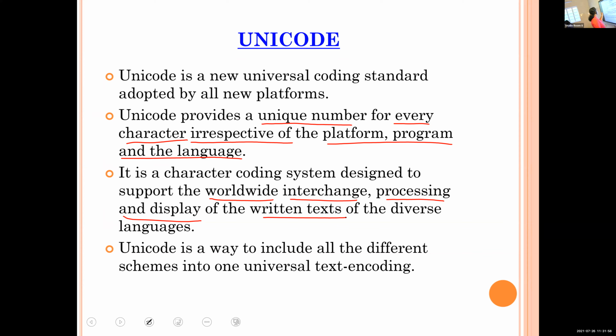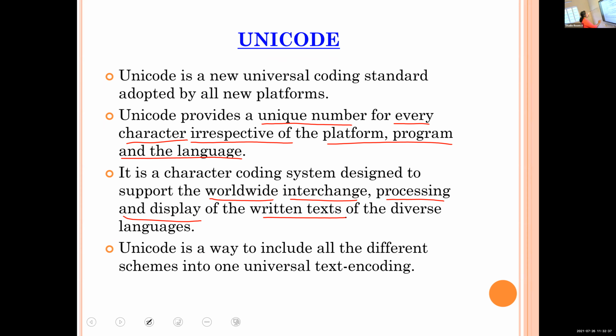It is a character coding system designed to support worldwide interchange, worldwide processing, and worldwide display of the written text in different languages. If we write anything in any language, it will convert it to Unicode. But it is not possible in the case of ASCII. Some languages we can convert into ISCII, but in the case of Unicode, anything we write in the system can be converted to Unicode.